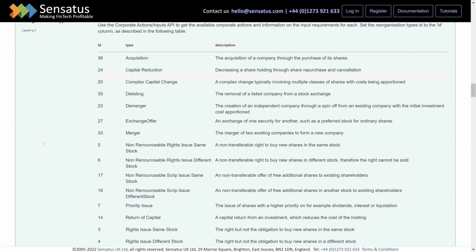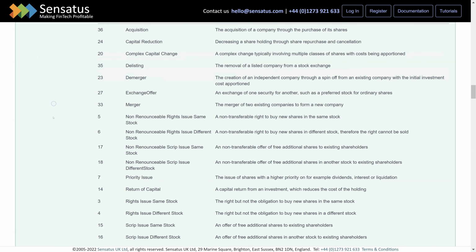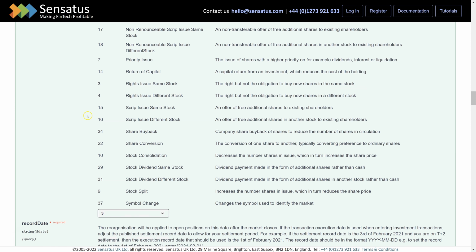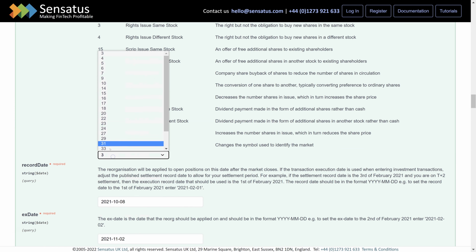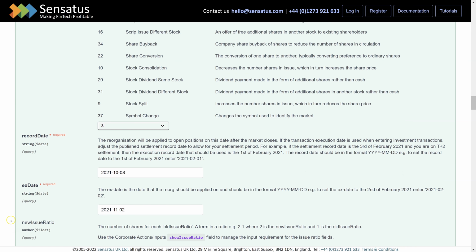Using the Reorganisation Add API, set the Reorganisation Types ID to 3 for Rights Issue Same Stock. If the rights issue cannot be sold and is classified as non-renounceable, then set the Reorganisation Types ID to 5. Both types create the same outcome, with the only difference being the classification of the event.